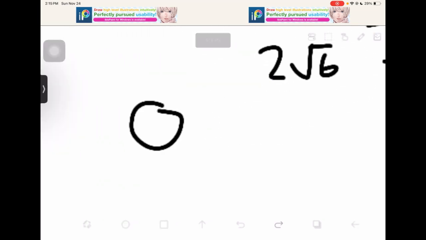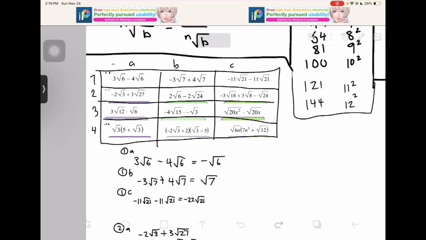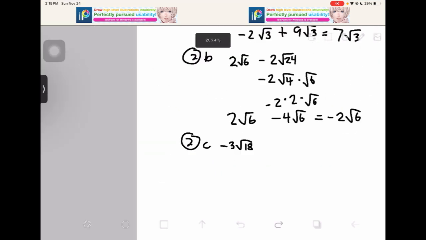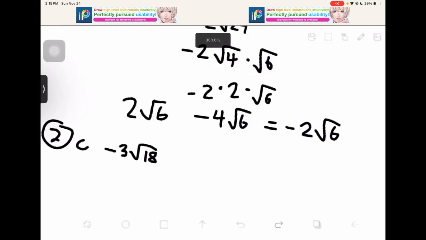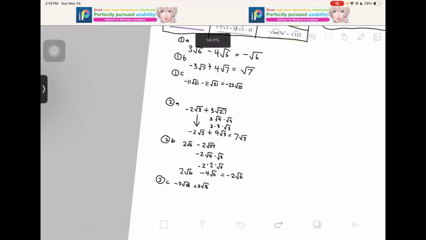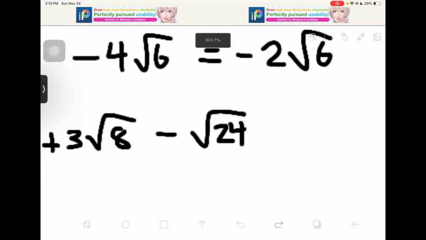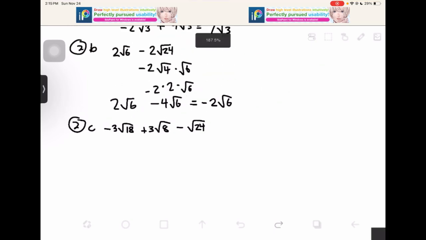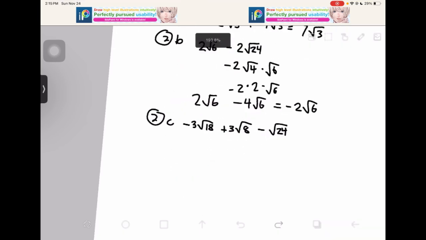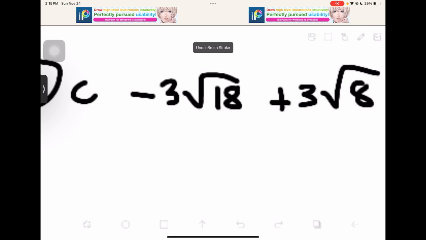Last one for row 2 is 2c. Negative 3 square root of 18 plus 3 square root of 8 minus square root of 24. Okay, let's try to simplify this, pretty interesting actually. So let's try first to simplify this one.